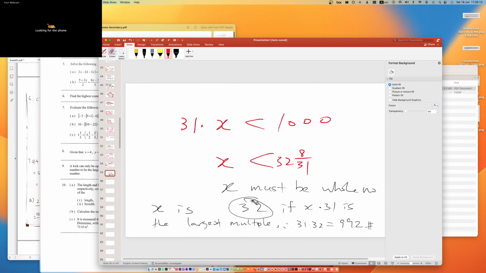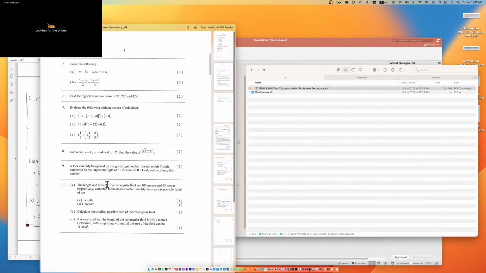Okay? So first, you get that x is smaller than this. Then you just say x must be a whole number. So x is 32 if x times 31 is the largest multiple. So therefore, 31 times 32 is 992. Okay, you need to show this much work in order to get the full marks. Okay. Next, the length and the breadth of the rectangle.